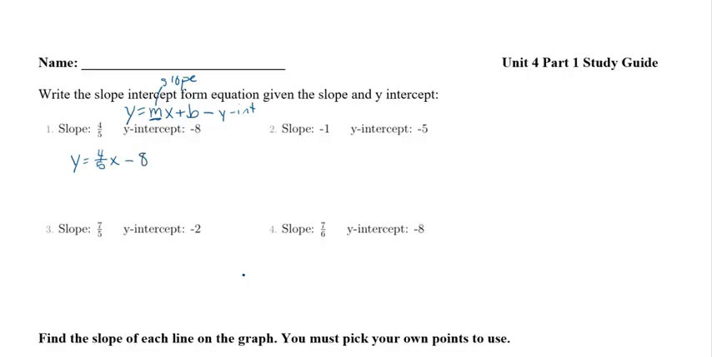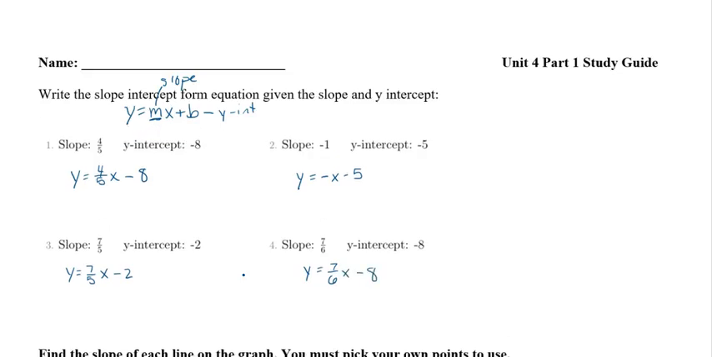-8. Okay, here my slope is -1. Usually we don't write -1x, we just write -x, and then -5 because my y-intercept is -5. My slope here is going to be y equals 7/5 x and then -2. And then this one, same thing, 7/6 x and then -8.